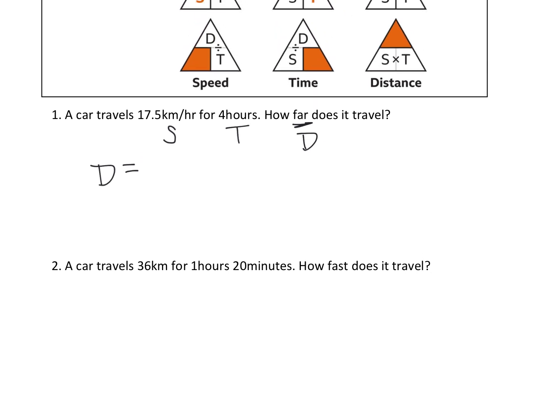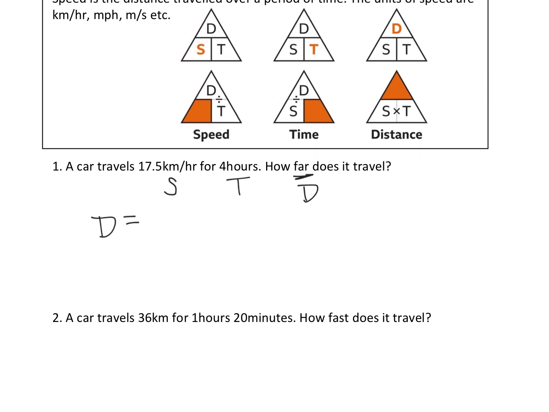So we write down our formula for distance. If we look at our triangle, to find distance is speed times time. So we can write down speed times time. Then we do the speed, 17.5 multiplied by the 4. Just a quick check to make sure that our units are matching up. This is per hour and this is hours, so that's absolutely fine. That would be 70 kilometers.